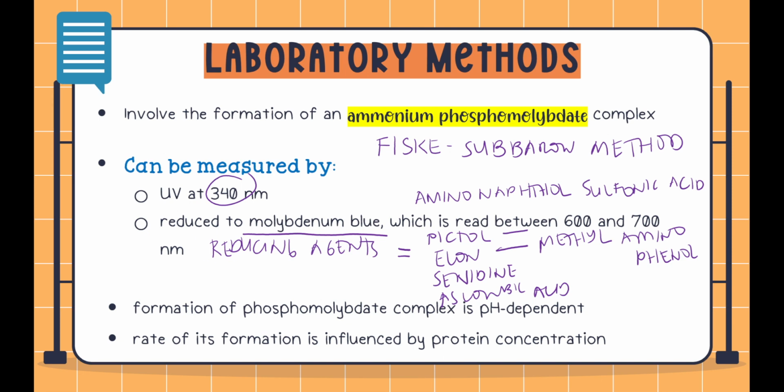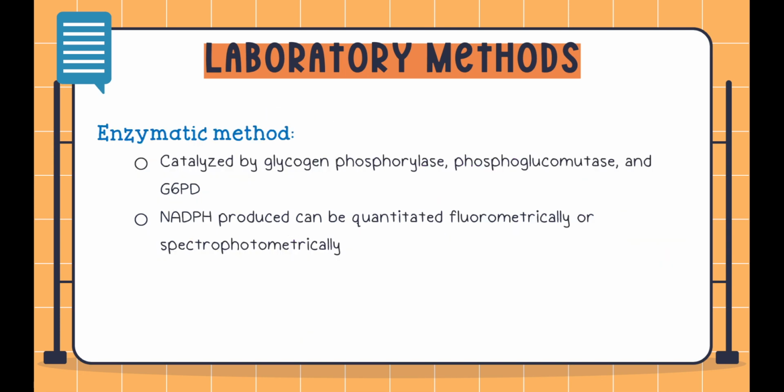So formation of your phosphomolybdate complex is pH dependent. Thus, we need to maintain your pH at a certain level. Rate of its formation is influenced also by protein concentration. So this is the second method for your phosphate determination. It is an enzymatic method in which we will be using these enzymes present sa kanyang principle or reaction principle. It is catalyzed by glycogen phosphorylase, phosphoglucomutase, and G6PD. And what we are trying to measure here is the presence or formation of your NADPH. NADPH produced can then be quantitated either fluorometrically or spectrophotometrically.